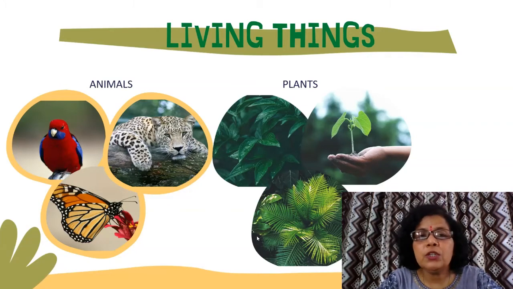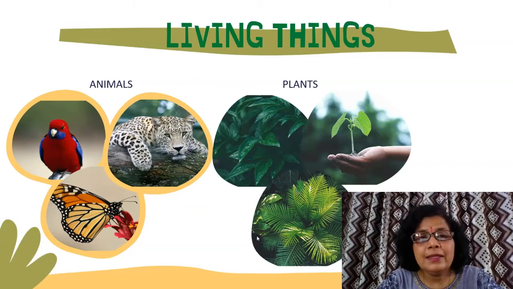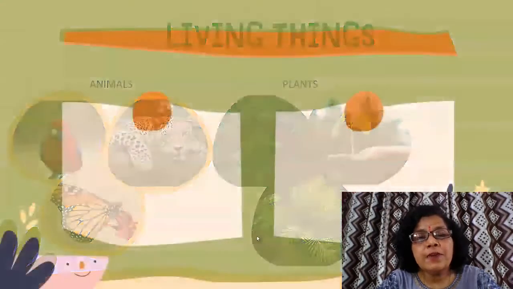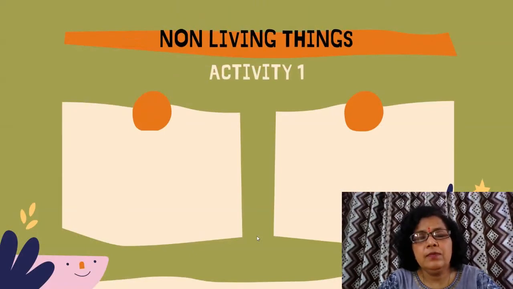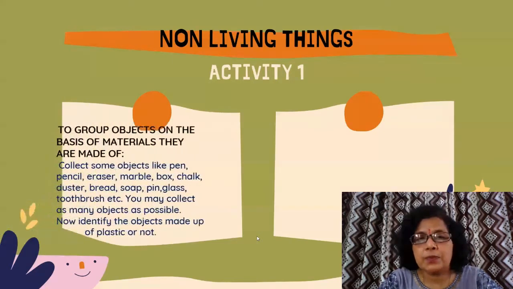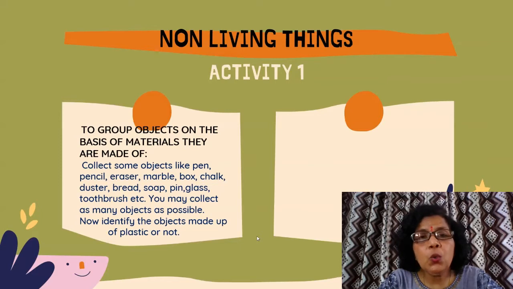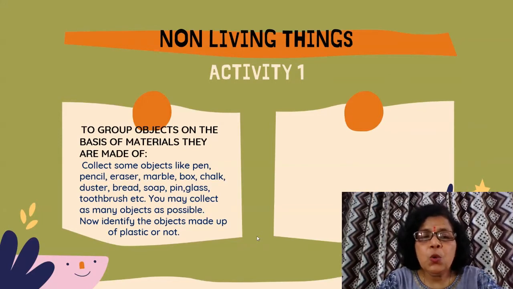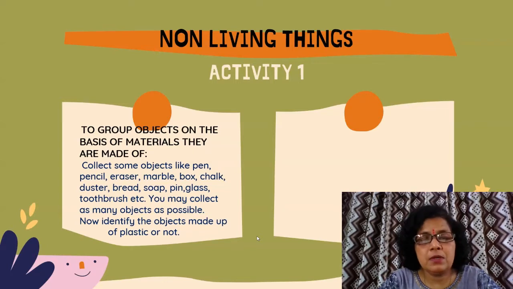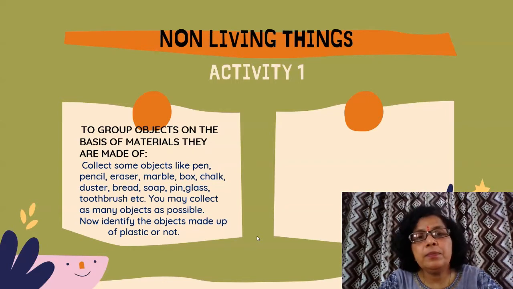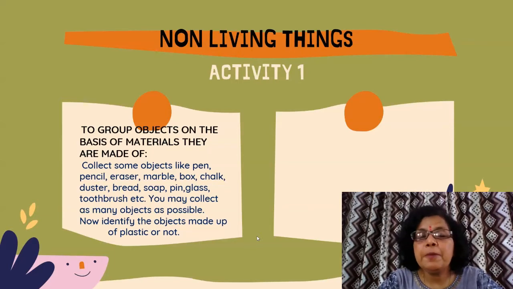But students, we are not going to emphasize more on living things. In this chapter, we are going to learn classifying non-living things. How can we classify non-living things? For this, let's do an activity. Collect some objects like pen, pencil, eraser, marble, box, chalk, duster, bread, soap, pin, glass, toothbrush, etc. You may collect as many objects as possible. You may also collect other objects which are not listed here by me.